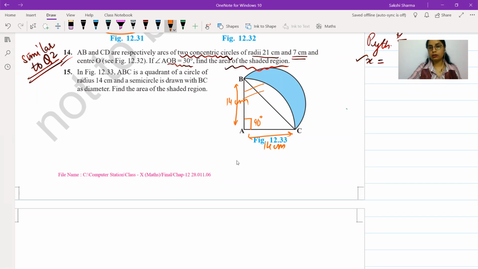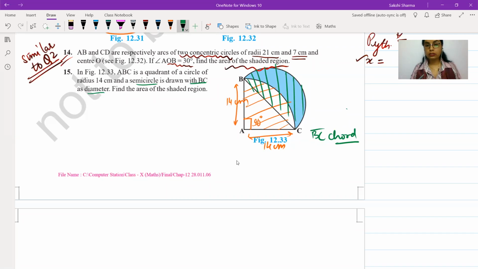This is the quadrant, the portion which is in white. BC is drawn. BC would be the chord of the circle. And if you take BC as the diameter and draw another circle, there is a half circle shown here. So there is a semicircle with BC as diameter. There are two things happening here. There is a quadrant for which the radius is 14 centimeters. In that quadrant a chord has been drawn, and taking that chord as the diameter, a semicircle has been drawn.